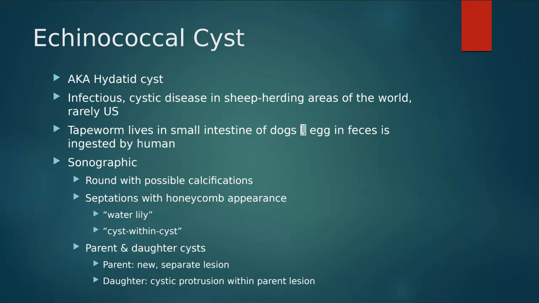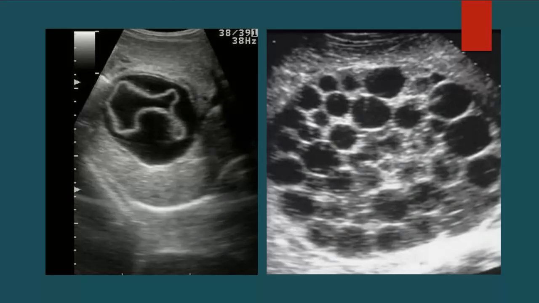So I don't have any images of parent and daughter cysts. I will try to upload something, but on our next slide here, these are two examples of the honeycomb on the right side, and then the cyst within a cyst or water lily on the left side. So two different types of appearances, same type of infection.